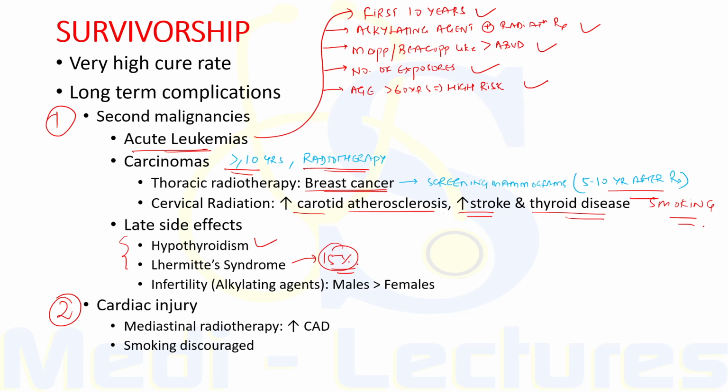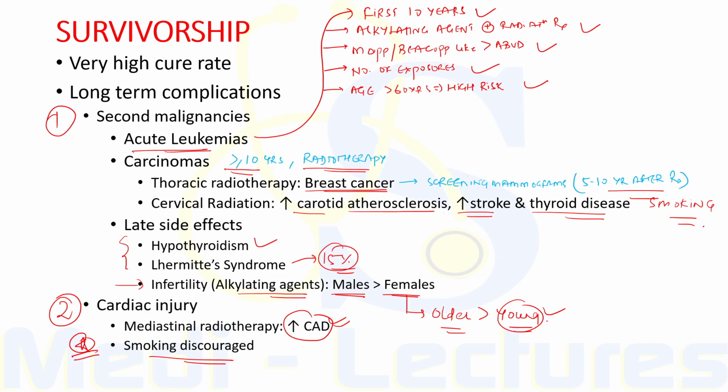On the other hand, the patients who receive alkylating agents commonly become infertile, which is more common in males as compared to females. Among females, infertility is common in older females as compared to young, who can regain their fertility. Cardiac injury is also a long-term complication which can develop due to mediastinal radiotherapy, which increases the risk of coronary artery disease. Therefore, these patients should definitely be discouraged from smoking.